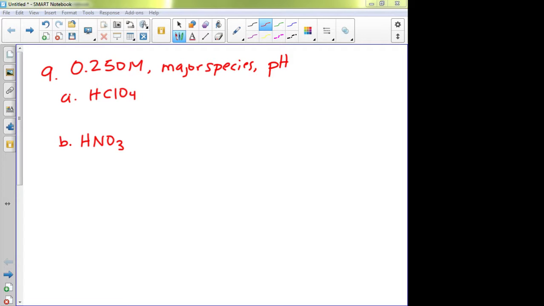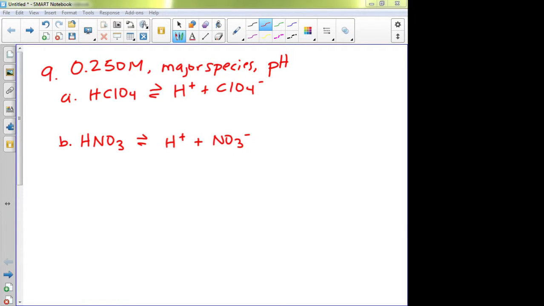Alright, so first thing, major species in the solution. You should have recognized that HClO4 and HNO3 are both strong acids. So we know when we put these in solution, they're going to completely dissociate. HClO4 dissociates into H positive and ClO4 negative, and HNO3 dissociates into H positive and NO3 negative.